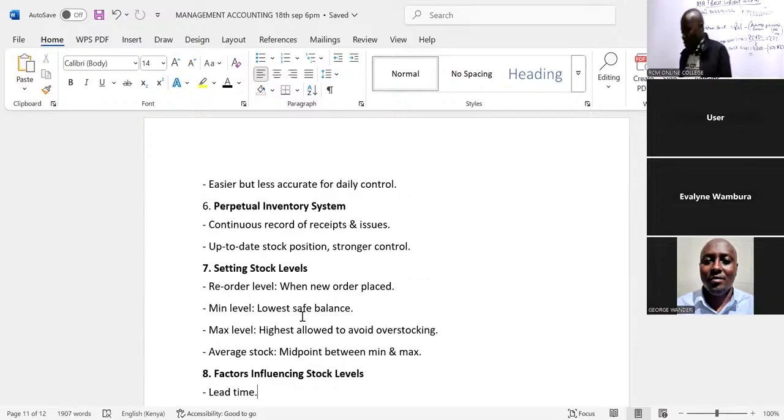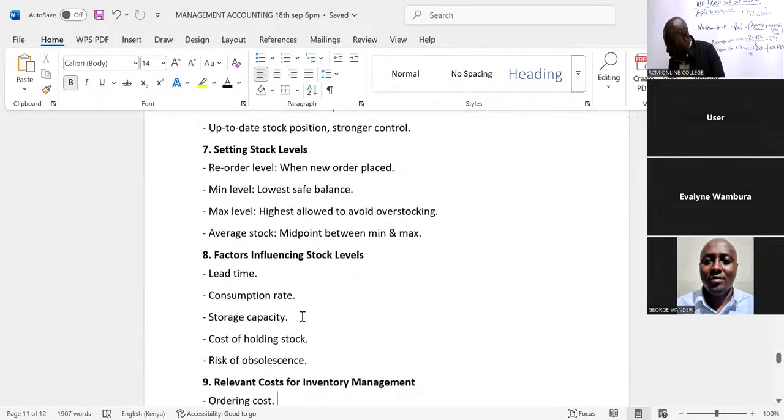So average stock will be the midpoint between minimum and what here? Maximum. So whenever you want to get average stock, you take the minimum stock level plus the maximum stock level. You divide this by what here? By 2.